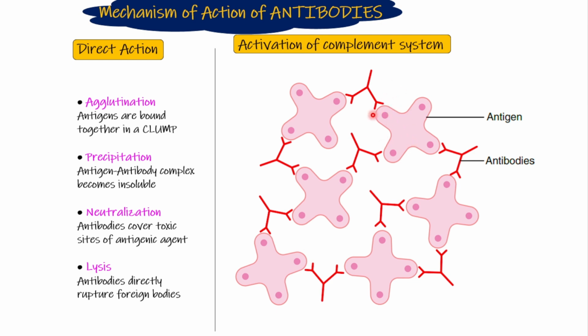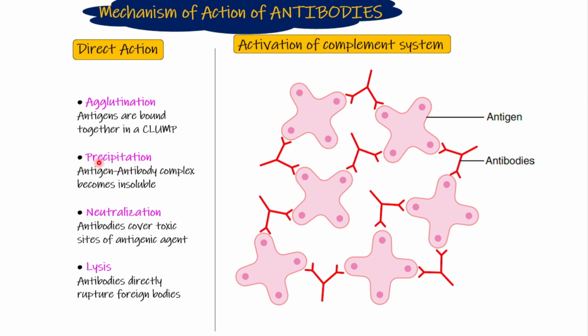Now, as you know, there are two binding sites on this antibody. One antigen can be attached to this binding site, and the other antigen can be attached to this binding site. And this antigen can be attached to more than one antibody. So this antigen is attached to this antibody and this antibody. This is how the antigens and antibodies form a clump. Okay, and then when this clump is formed, it can be precipitated out.